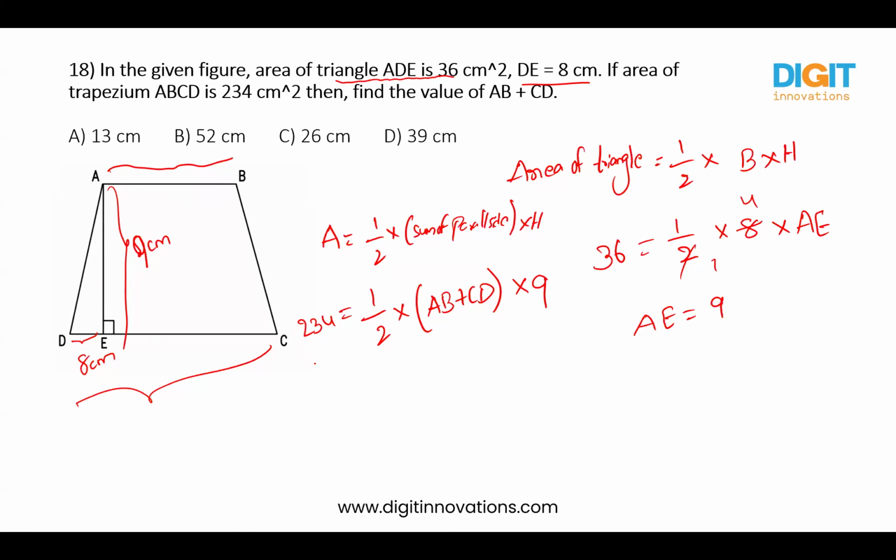When I take this value to this side, we'll multiply 234 into 2, which would be 468, and 9 into AB plus CD. So now I'll take this value and divide 468 by 9, which is 52 centimeters. So option B is the correct answer.